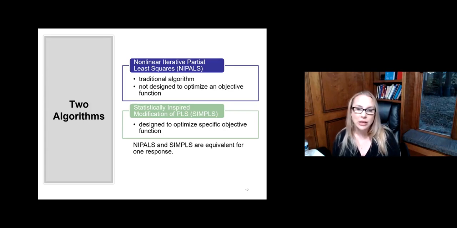There are two algorithms that are used in practice. One is NIPALS, which stands for nonlinear iterative partial least squares. It is the more traditional algorithm, and it is not designed to optimize an objective function. There's a statistically inspired modification of PLS, SIMPLS, and it's designed to optimize a specific objective function. But when you have only one response, then NIPALS and SIMPLS are going to be equivalent. So one would be looking at the principal components regression, and the other one would be looking at the partial least squares regression.